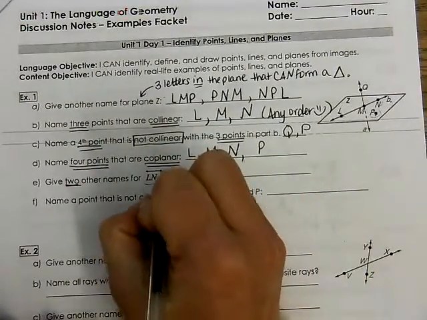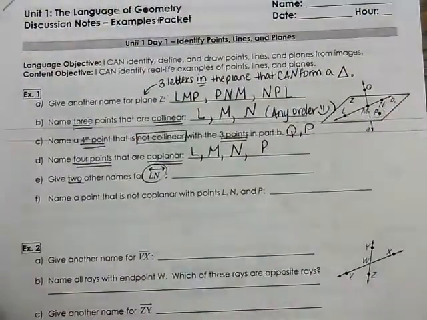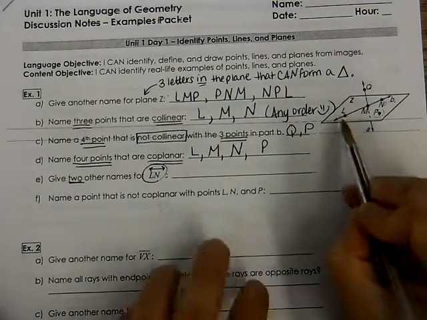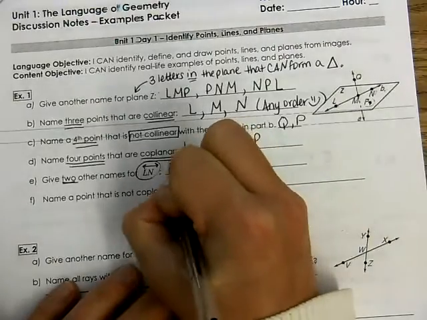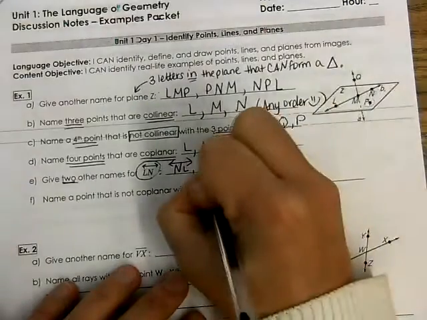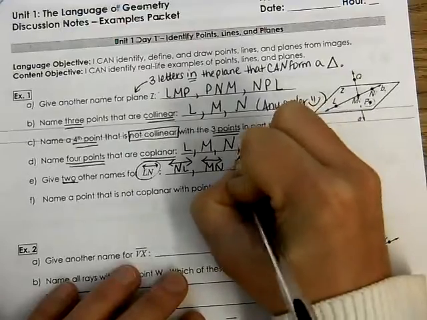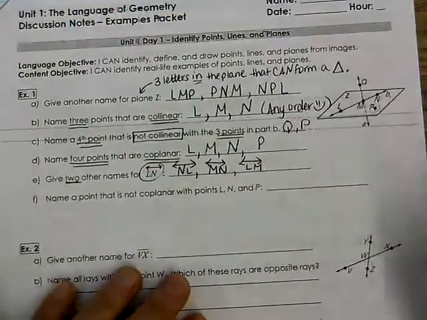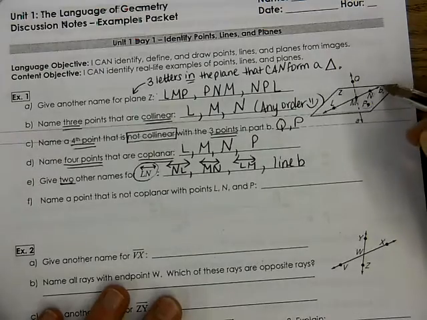Letter E says, give 2 other names for line LN. And you know it's a line because it has arrows on each end. So any name or any 2 points on this line would be considered a valid name. So like NL is a good name, or line MN, or line LM. Any of those. You could also call this line B. That would be a fine name as well.